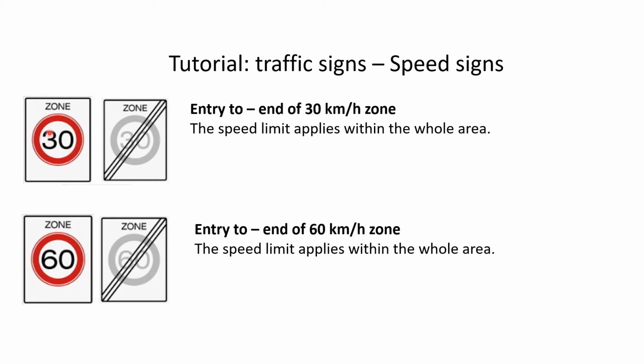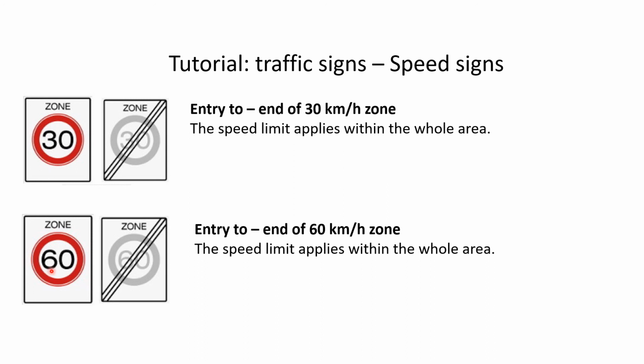So when you see this sign, or when you enter a zone, you continue driving at 30 kilometers per hour unless you see this sign which says that the zone is ended, and then you can come back to the default speed or to some other speed which is mentioned. But when you are in that zone, as long as you have not seen this sign, you continue driving with the speed limit of 30.